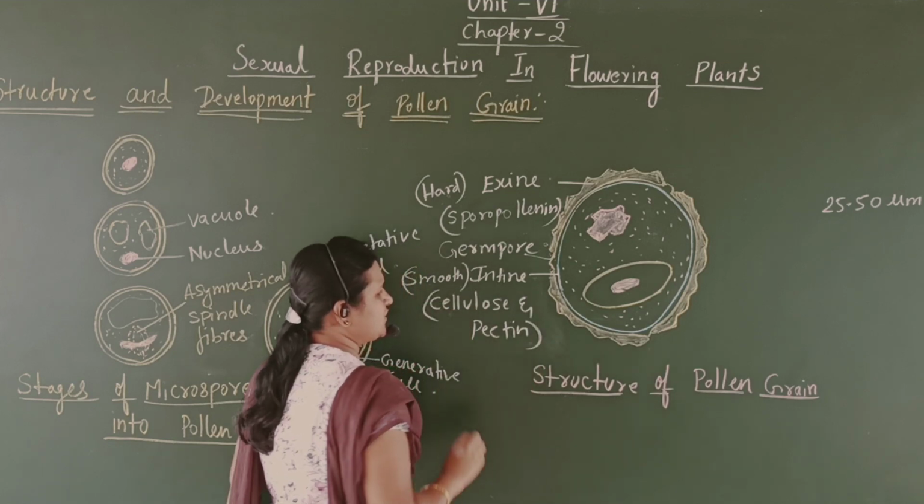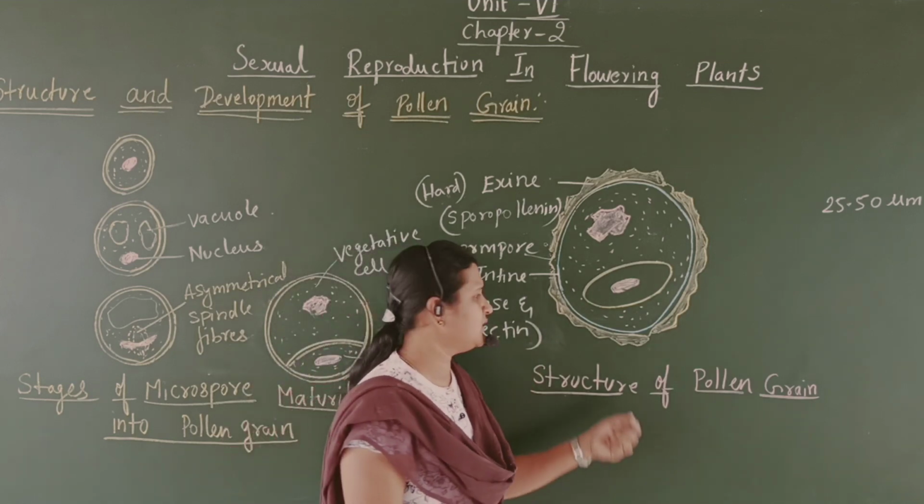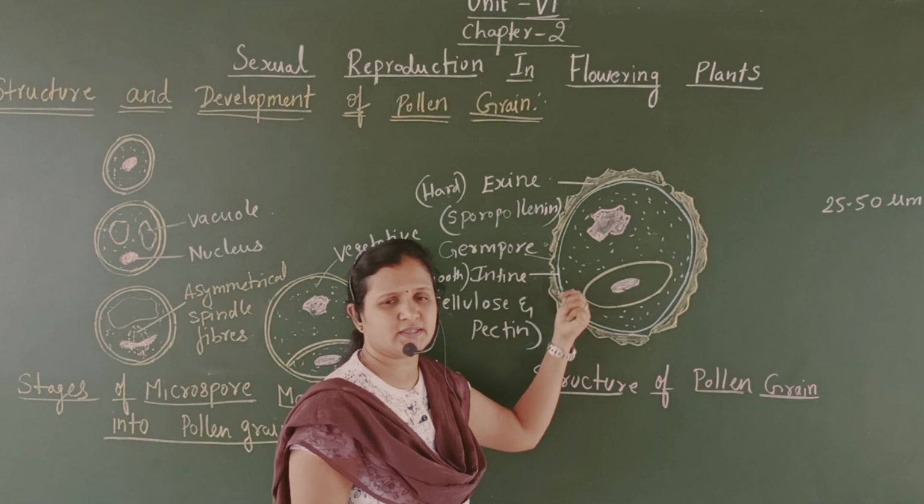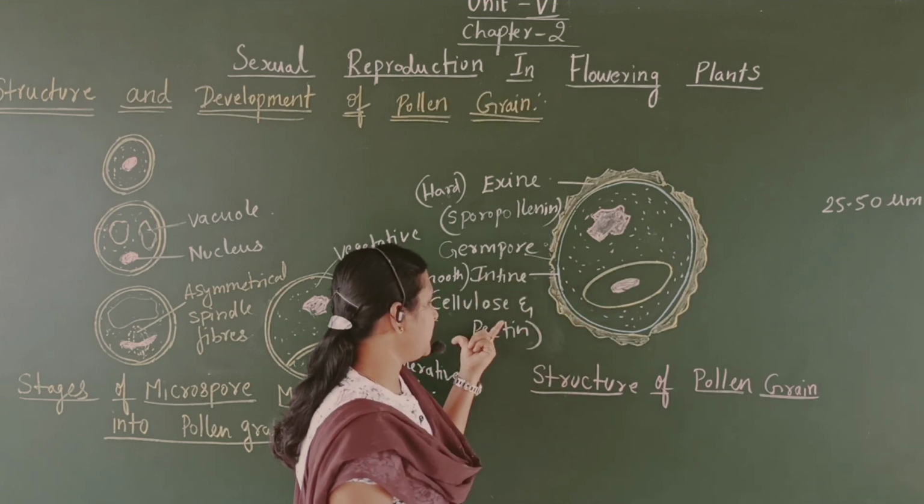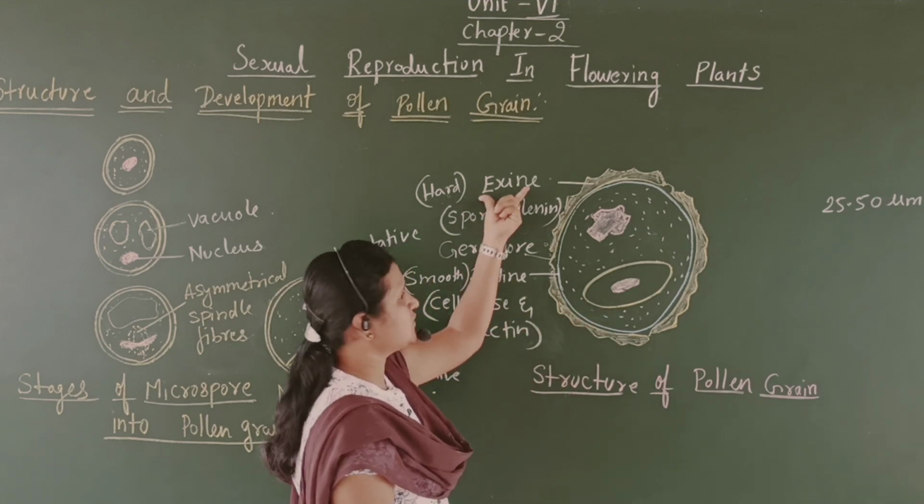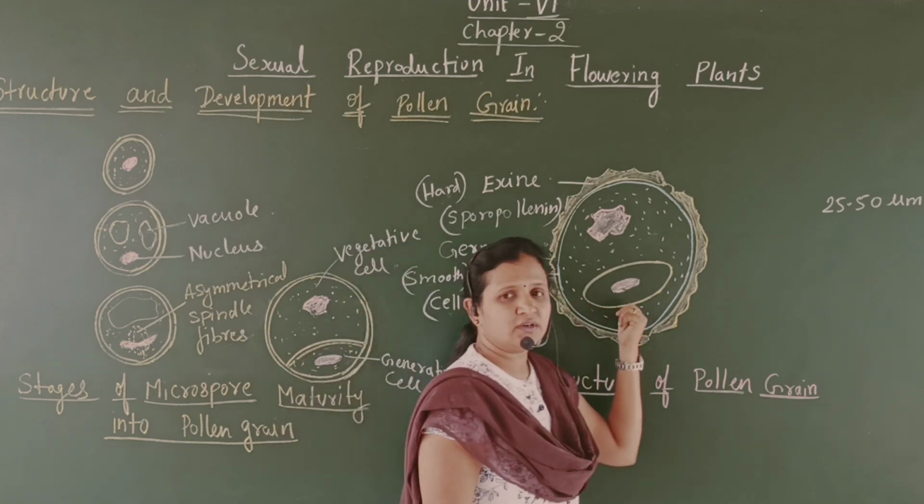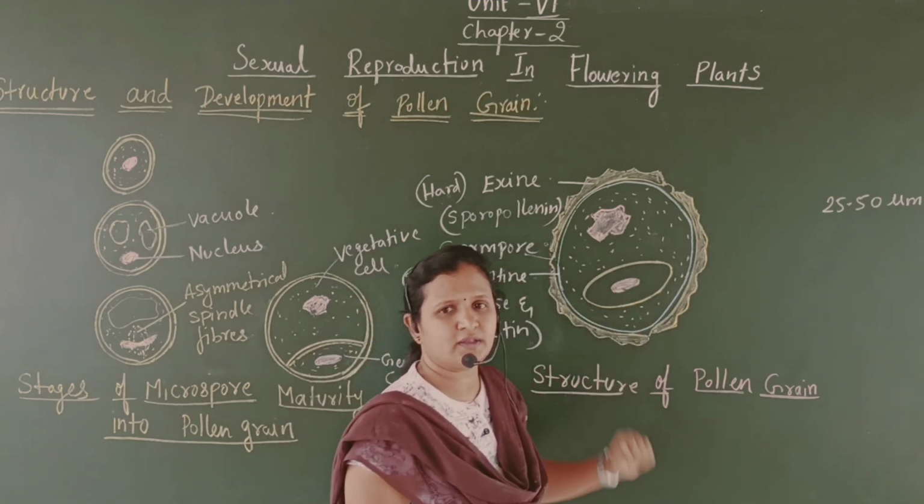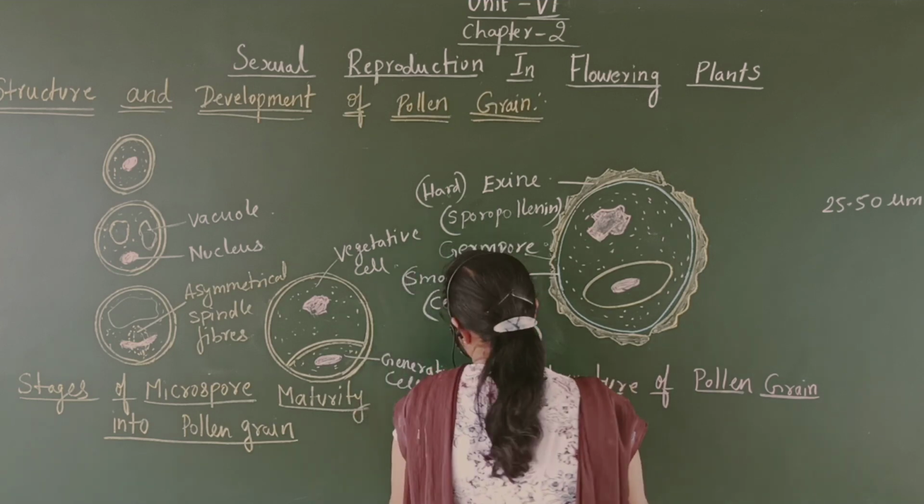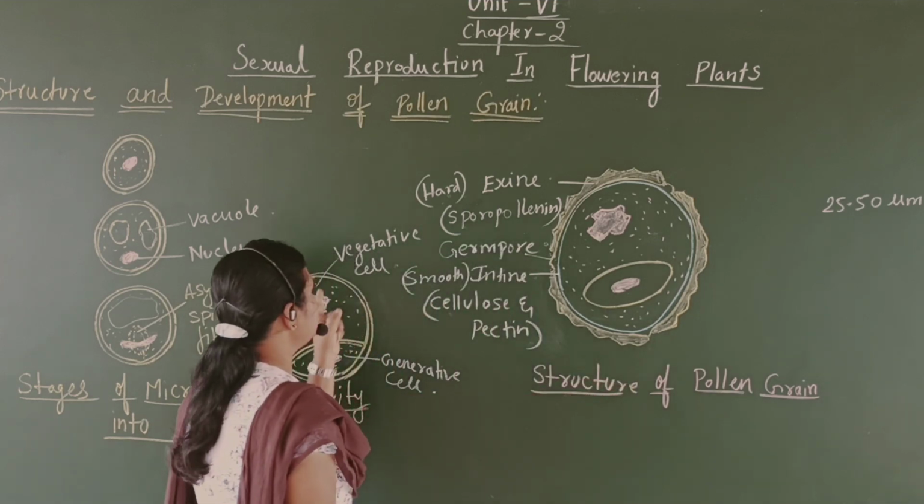It is not rigid and it is smooth. Any material can pass through this intine. In this way, the mature pollen grain has two layers, exine and intine. Next, coming to the inside, that is the pollen grain. As we have already told, the pollen grain has two cells.